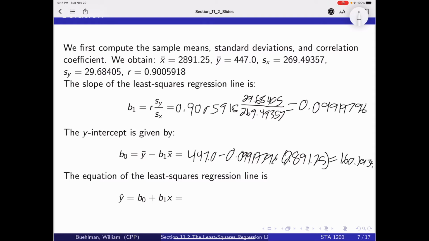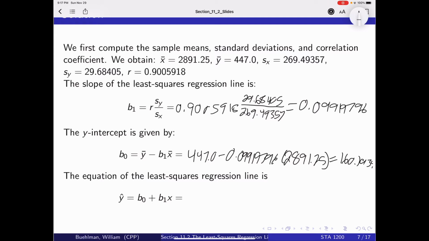160.1939. So you can see in this example, I'm carrying a lot of decimal places. So make sure you do that. Carry extra decimal places because there's going to be a lot of rounding error if you don't, and that will create incorrect answers. So carry quite a few decimal places. As in my example, I'm carrying 7 decimal places where appropriate.